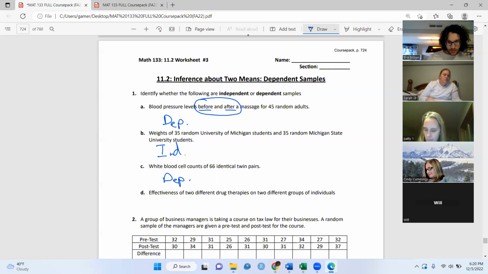And the last one, two different drug therapies on two different groups, I mean, two groups measured once, right? Independent.